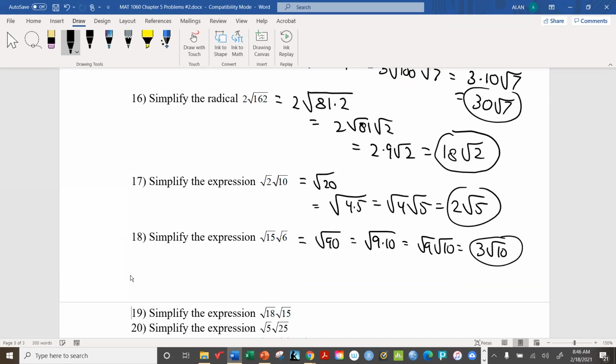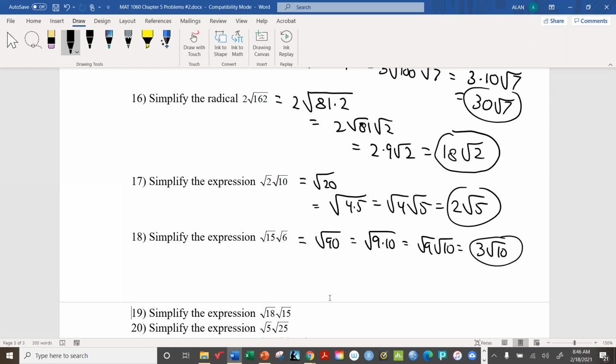And so that ultimately turns into 3 radical 10. All right. So you can see these really aren't that difficult. It's just that sometimes it may not be obvious how to break them down into something more convenient.